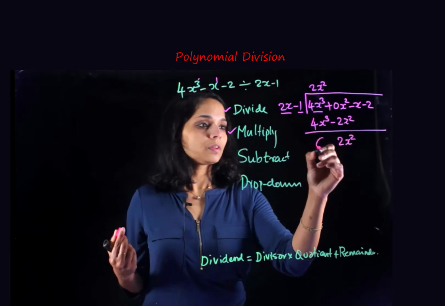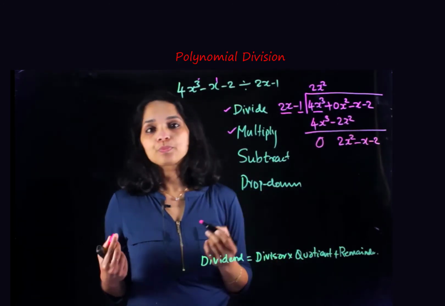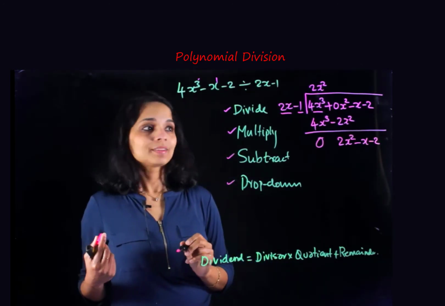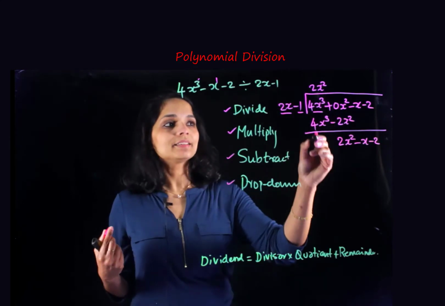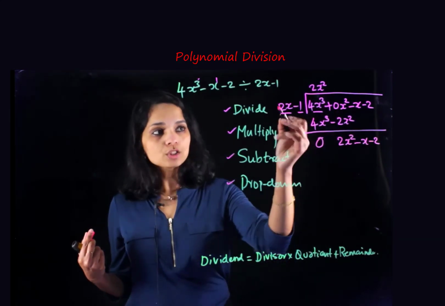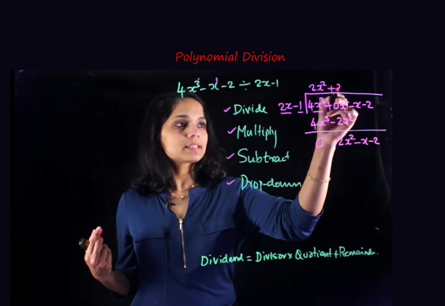That's a 0. Okay, and then drop down minus x minus 2. Done all the process. Now repeat the process again. So the first term is 2x squared now. So 2x squared over 2x is x. So it's a plus x.